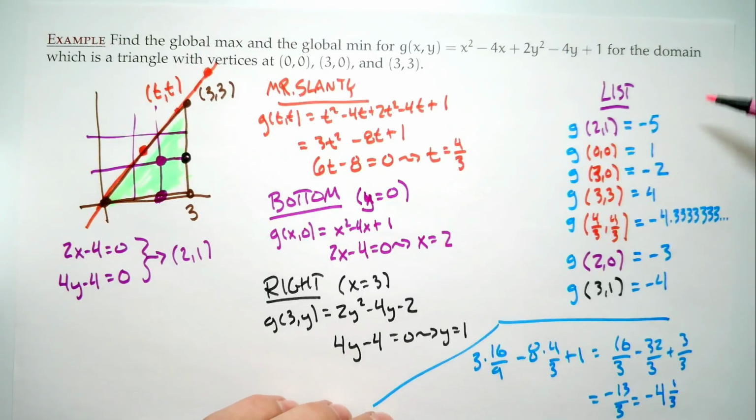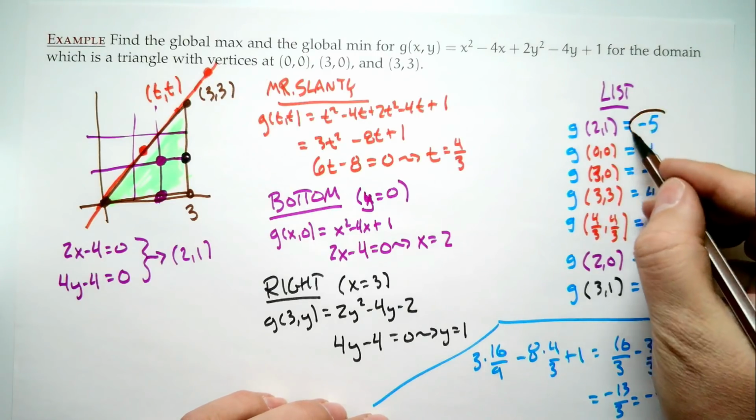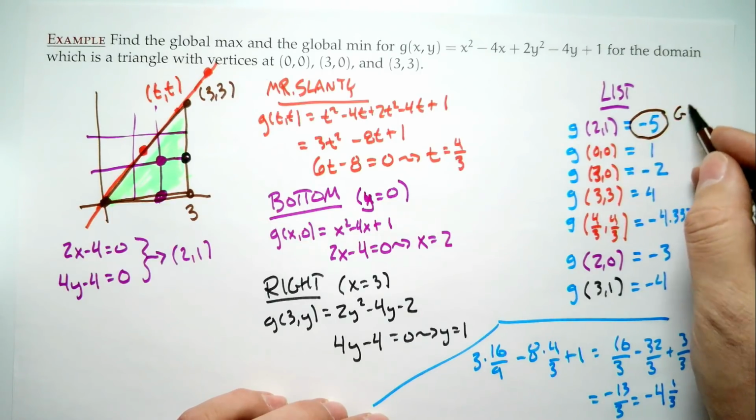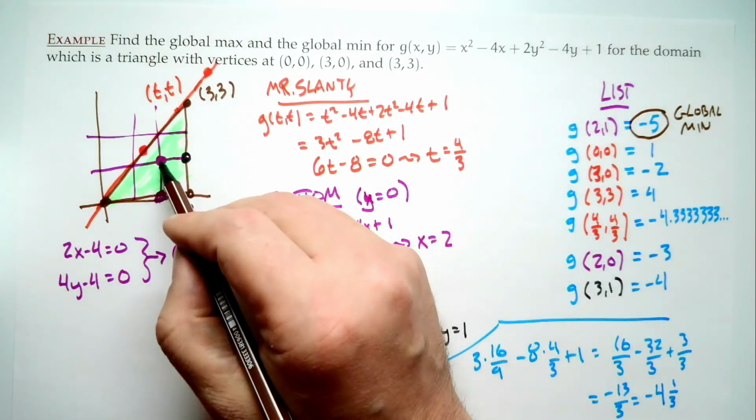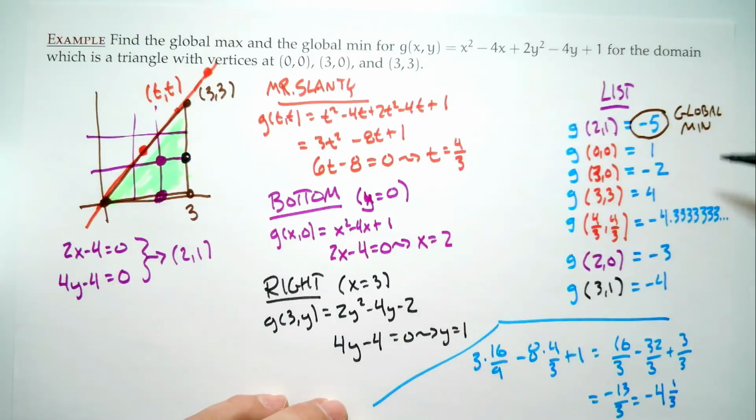Okay, looking on our list. Should get a color which is a little bit darker. Looking on our list. Let's do the min. Which is the smallest number on our list? -5. So, there's our global min. Happens over there. All right, looking at our list, which one's the largest?